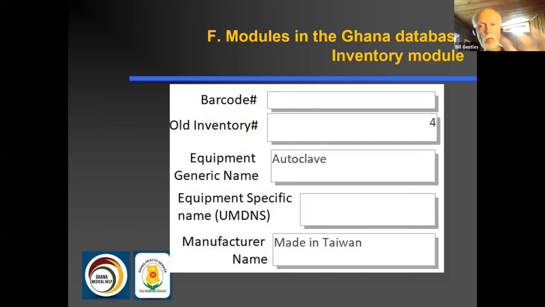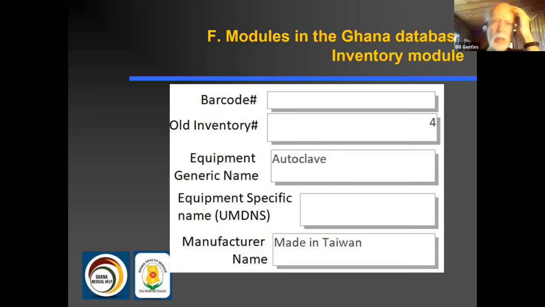So I've just blown up the first few fields in the form to show you, it's a little hard to see on the previous slide, the small type. So the first few fields would be barcode number, old inventory number, equipment generic name. Now this gives you an idea of why the barcode number is important.